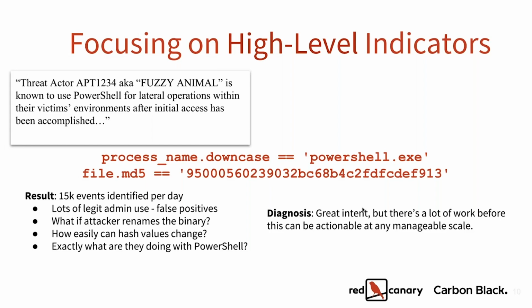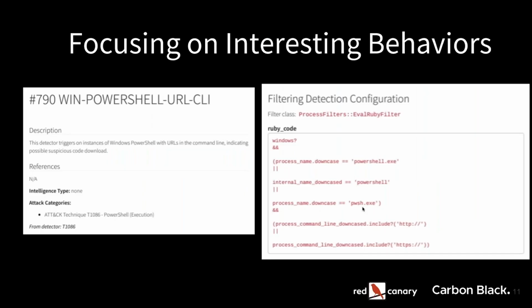So let's take another step and overlay that with what we now understand about the attack matrix and defining attackers' behaviors, instead of focusing on these very, very specific indicators. And we get something that looks like this. This is pulled from one of our detections that looks specifically for PowerShell, but with a very specific type of behavior: PowerShell that's downloading something using an HTTP or an HTTPS URL somewhere in the command line.